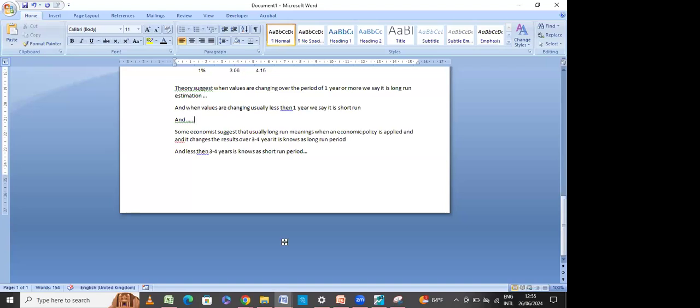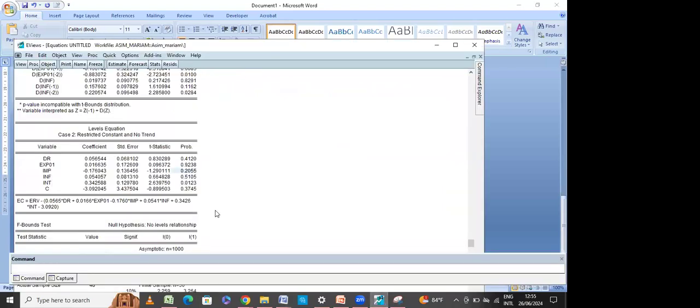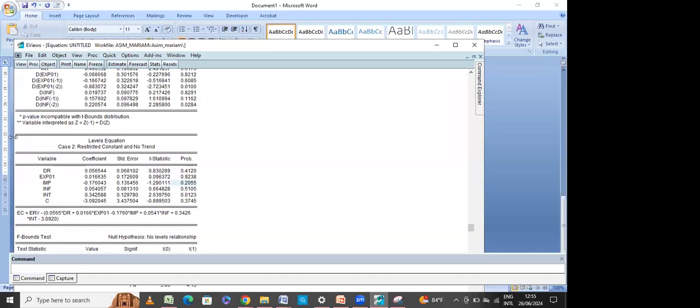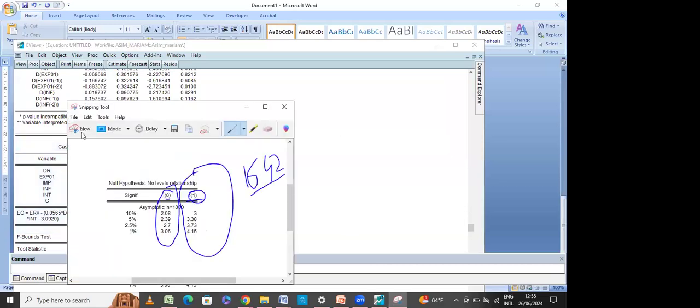So now I have the values here, these values down. These values are my long run period values. So let me take the screenshot and then I can explain to you.